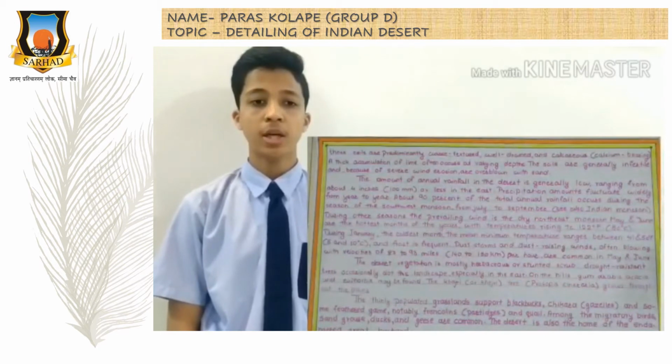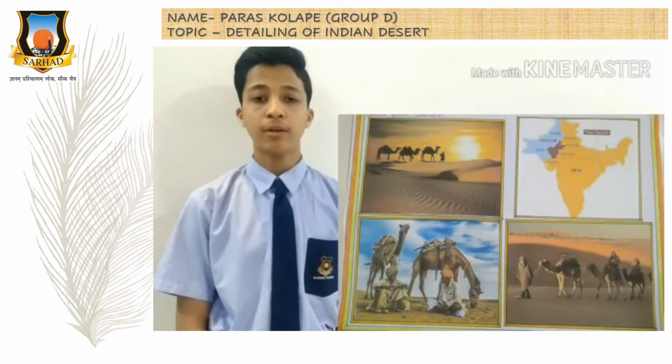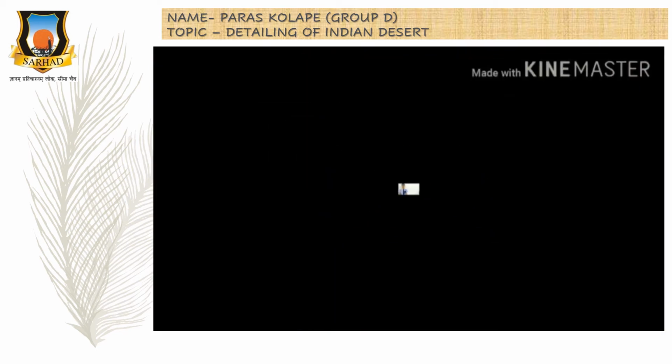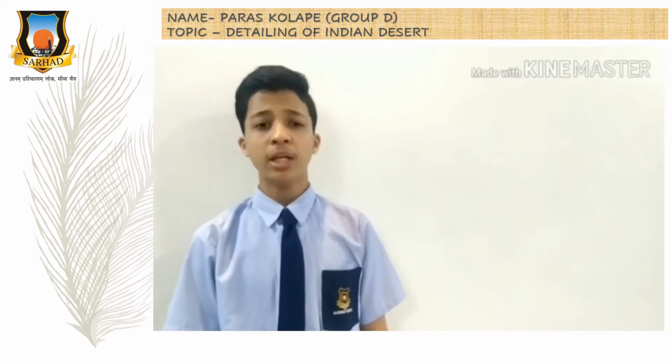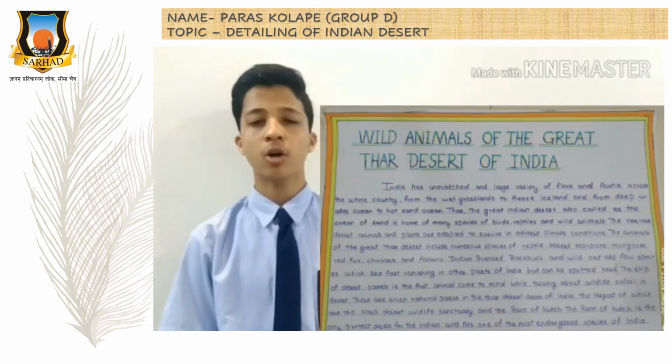It is a large arid region with a landscape varying in size from 52 feet, or 16 meters, in the north to 498 feet, or 152 meters. You know that there are many wild animals living in the Thar Desert. So we will discuss some wild animals of the Great Thar Desert of India.